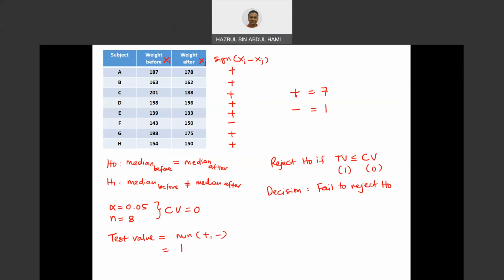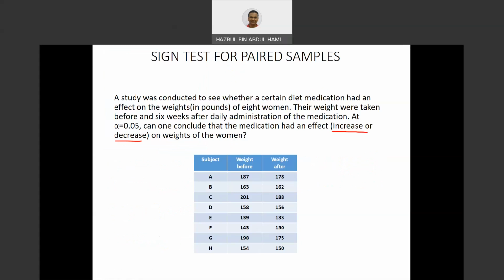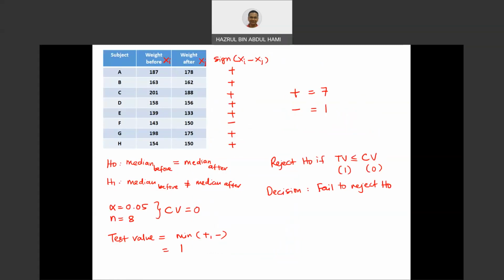We fail to reject H naught, meaning that, based on this question, the medication, a certain diet, had no effect. The median before is just equal to the median after.